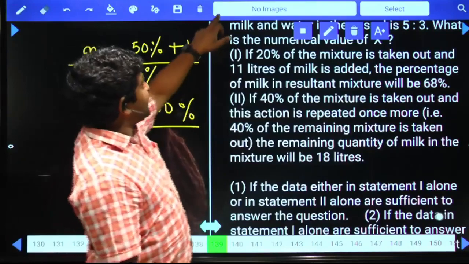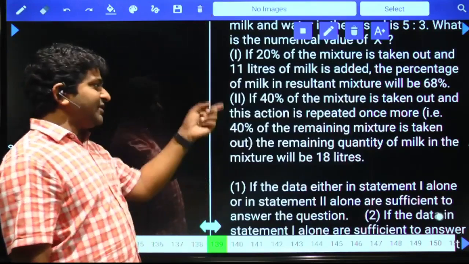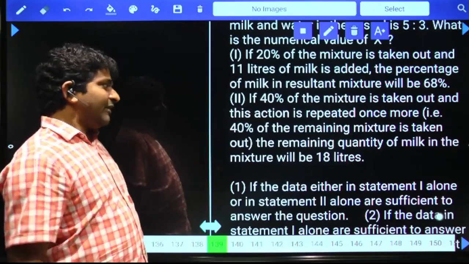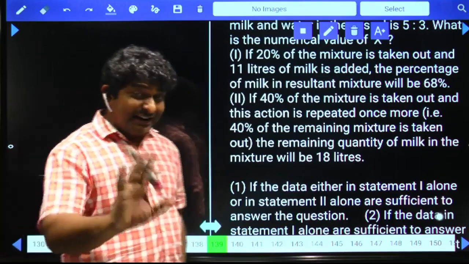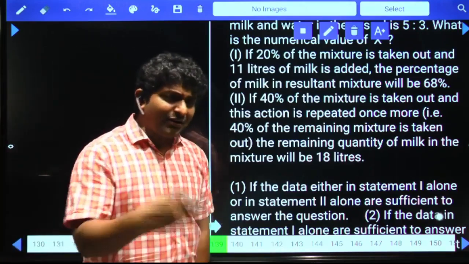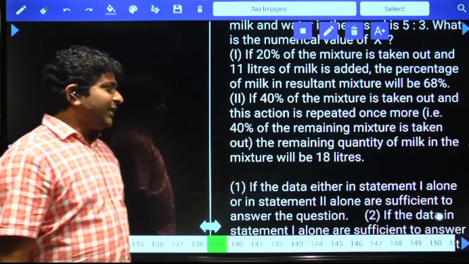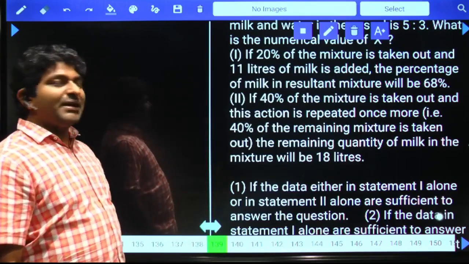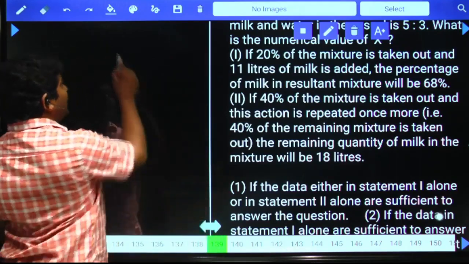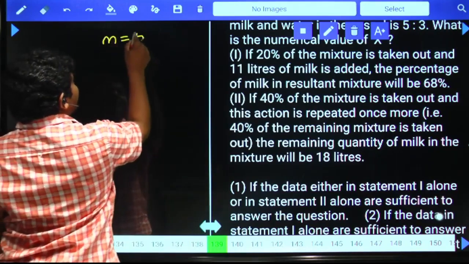Next, 40% of the mixture is taken out and this action is repeated once more. 40% of the remaining mixture is taken out. We are not adding anything. We are just taking out 40%. The remaining quantity of milk in the mixture will be 18 liters. Okay, now initial milk is 5 parts.